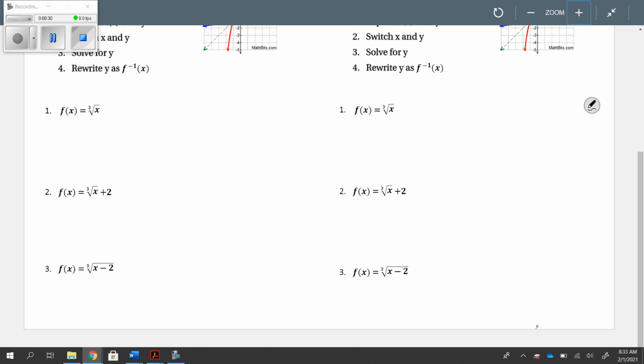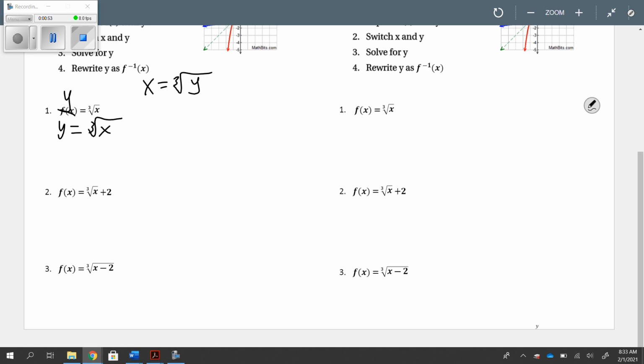So we see over here f of x equals the cube root of x. This is the parent function. We know what to do. Switch that with y. So y equals the cube root of x. Then we switch, I'm going to write it up here, we switch x and y. So x equals the cube root of y. Then we just solve for y.